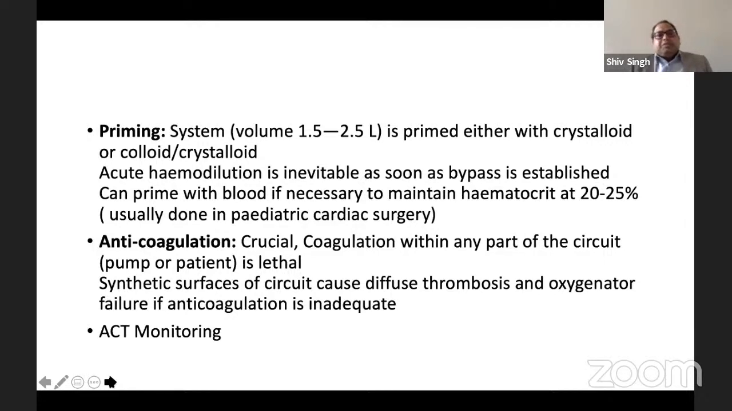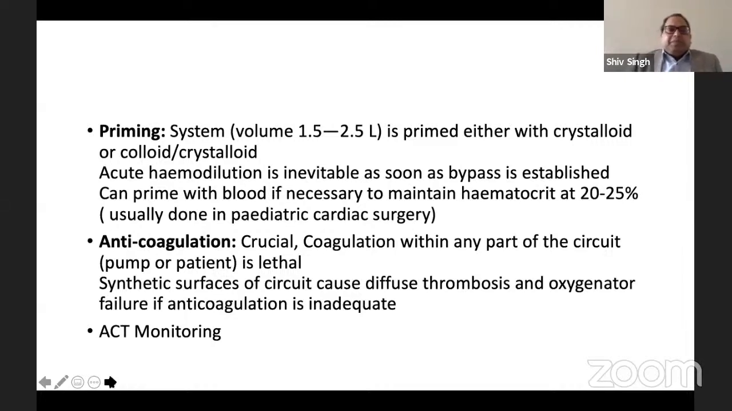The other thing which is important is priming. So what do you prime the whole system with? There's a large volume, nearly 1.5 to 2.5 liters. The priming is usually done with crystalloids or colloid or a crystalloid combination. In adults, mostly just crystalloids. And because of this priming, there can be acute hemodilution, which will happen when the bypass is established.